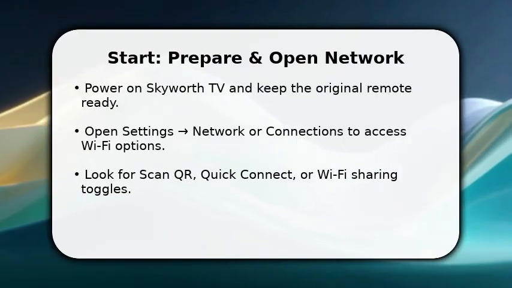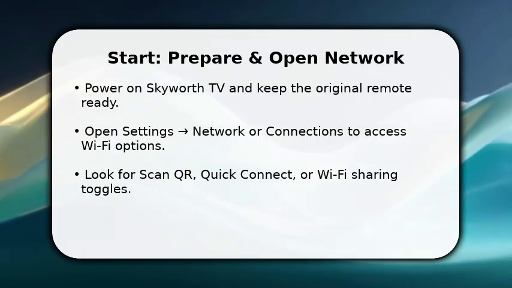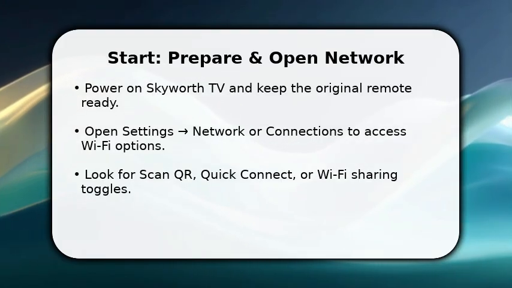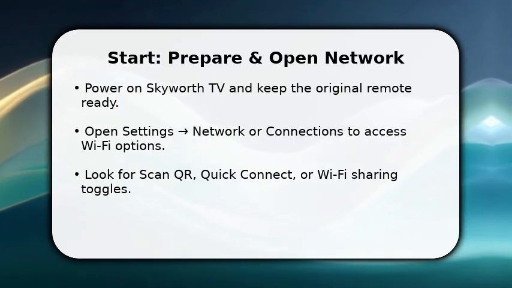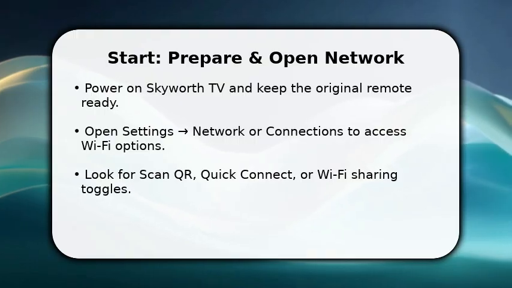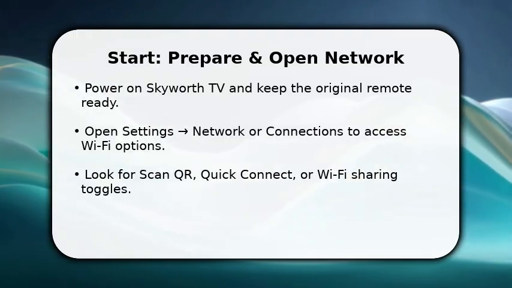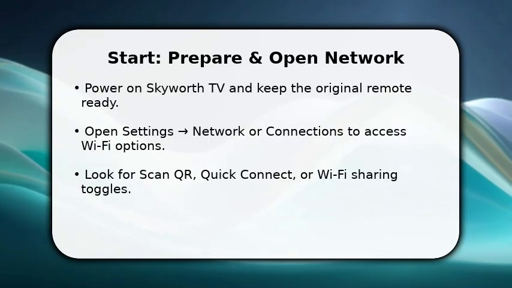You'll start by getting directly to the network controls. Power on the Skyworth TV and use the remote to open settings, then choose network or connections. Once there, scan the visible entries for Scan QR, Wi-Fi Quick Connect, or Wi-Fi sharing options. These are the common toggles that enable the QR overlay.